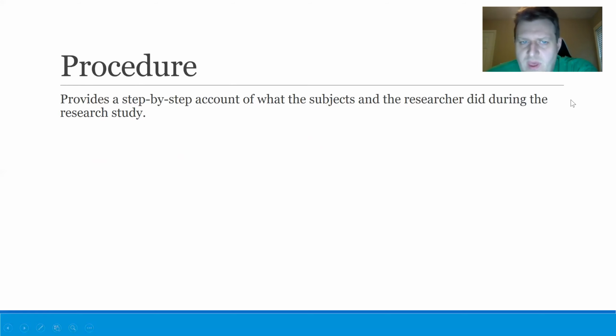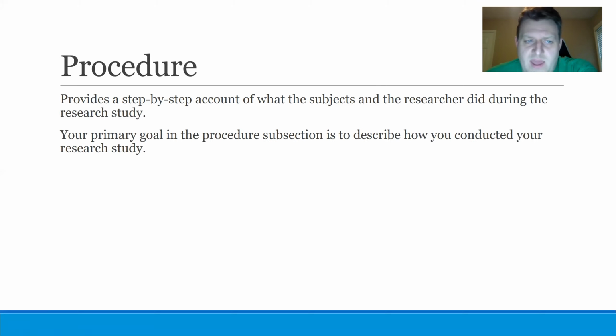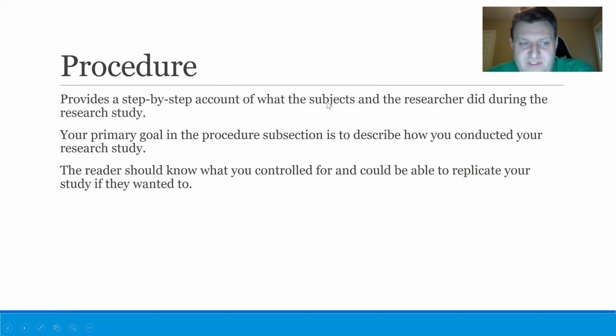Okay. Here we have procedure. This is the third section of the methods. And here we provide a step-by-step account of what the subjects and the researcher did during the research study. And again, we want to list out what the subject first encounters, what they encounter second, all the way through till they're done with the study.